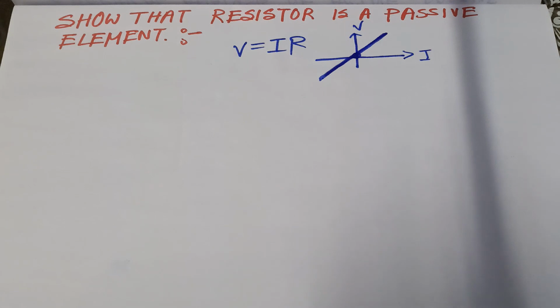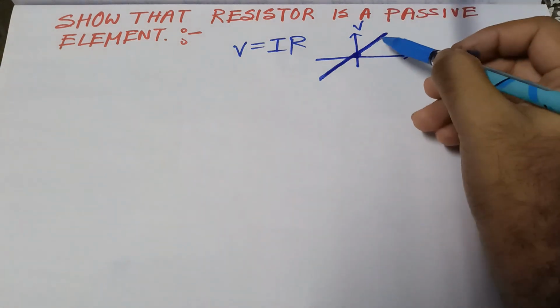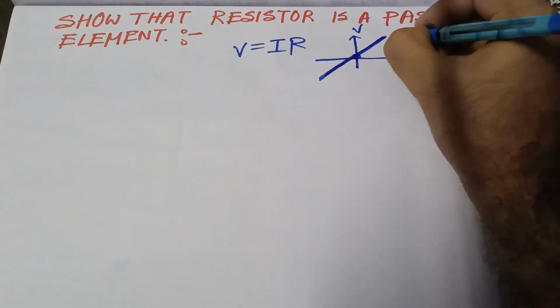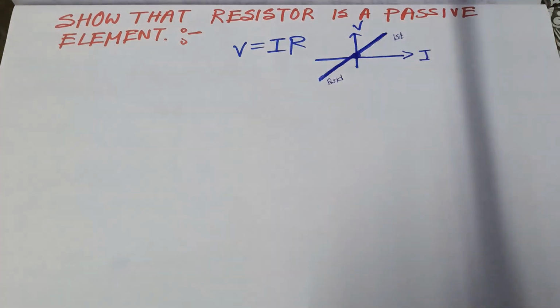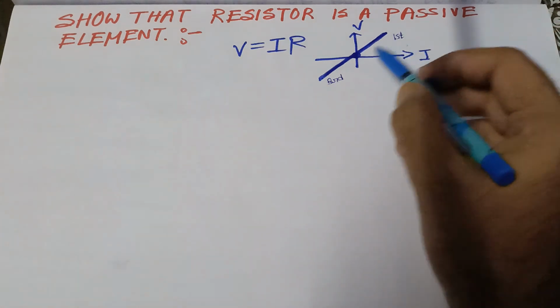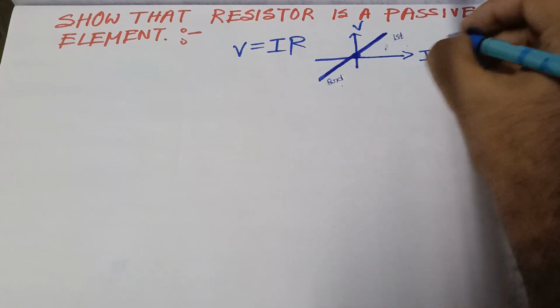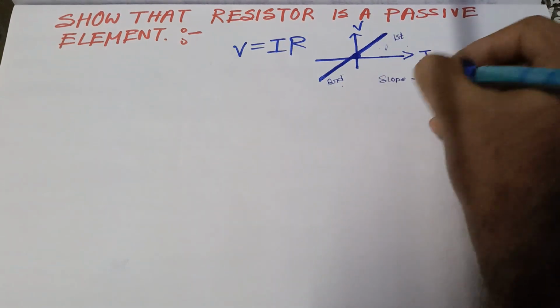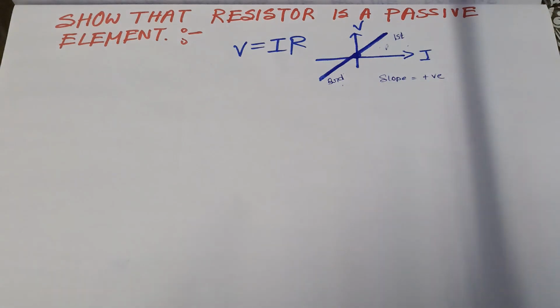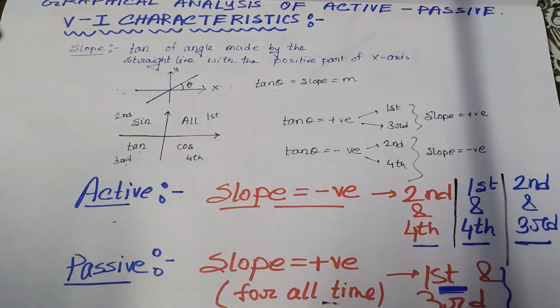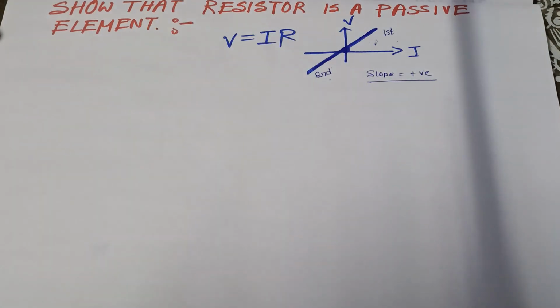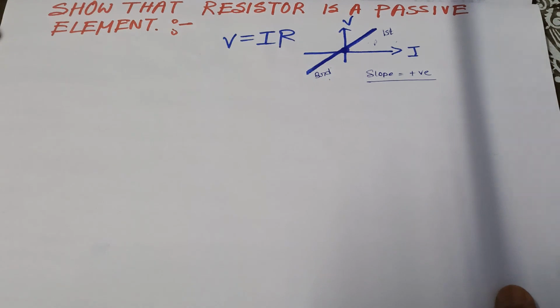Now you tell me, this straight line lies on first and third quadrant. So whether slope is positive or negative, first and third quadrant means first is for all and this is for tan. So here tan is positive, so slope is positive, okay. And slope positive means the element should be passive. So thus resistor is a passive element, okay.